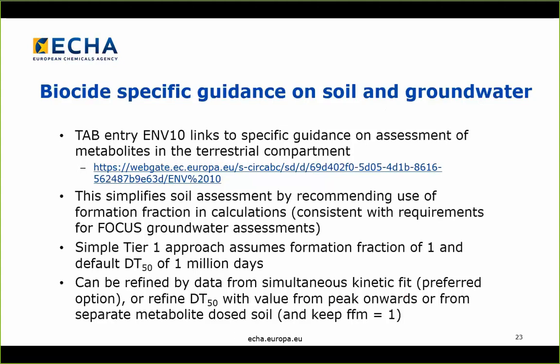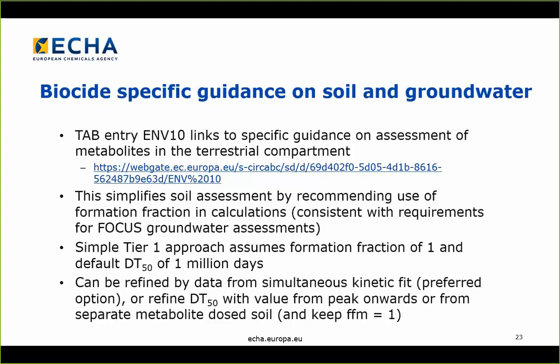The guidance says, as a simple tier 1 approach, assume a formation fraction of 1, so basically assume 100% formation of the metabolite, and use a default DT50 of 1,000,000 days. I mention it because already today I've been talking about what FOCUS thinks is a default DT50, and FOCUS says use 1,000 days, but just to remind you that there is specific guidance that we've written on metabolites which uses that 1,000,000-day value as a conservative first tier.